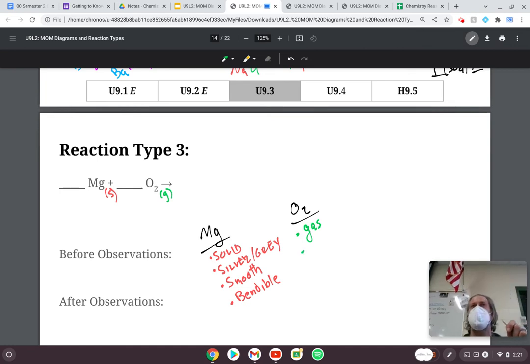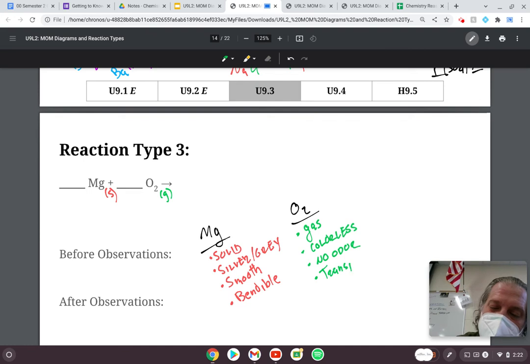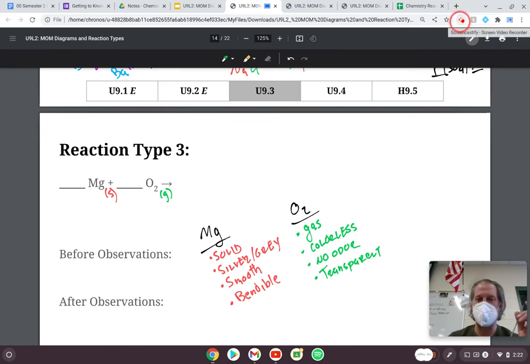What can we say about its color or lack thereof? We're going to say it's colorless. We're going to say that oxygen really has no odor. I would say it's transparent. Now, here's what's going to happen. We're going to go get this thing set up, and then we're going to do it. So give me a second to get this going.